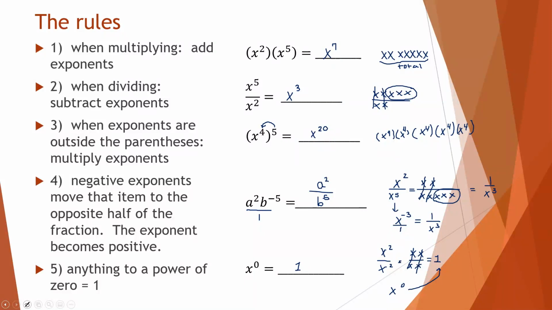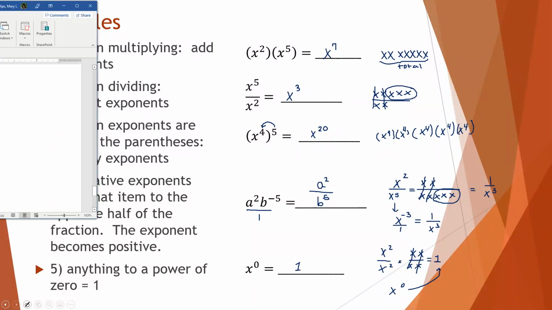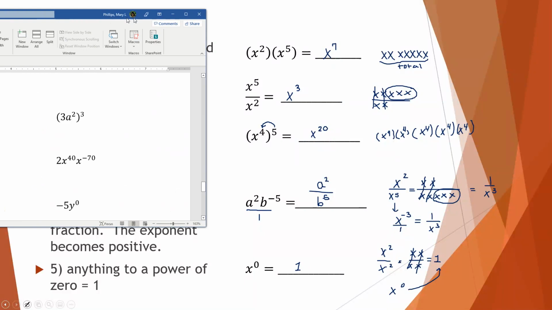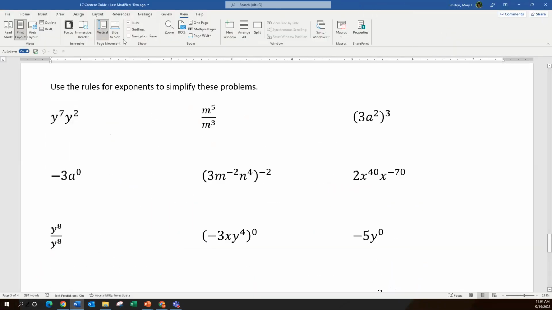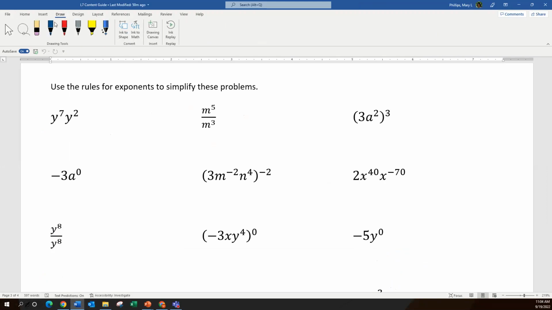Now we're going to take a look at some sample problems. So I'm going to pull in a Word document, and we're going to attempt to write on this Word document. So these are just sample problems applying the rules. The first one, the rule says when it's multiplied, we should add. And so from that, I get x to the 9th. Second rule, when it's division, we should subtract. So I get m squared.